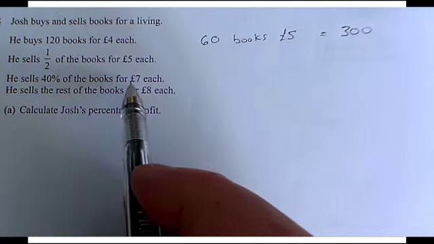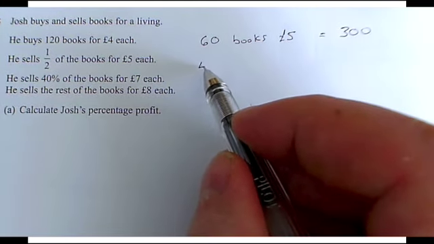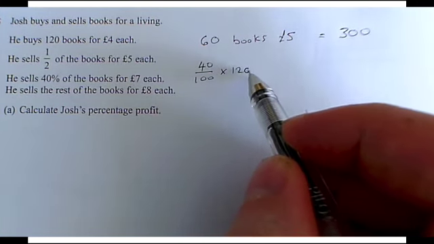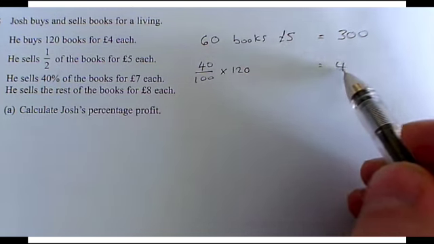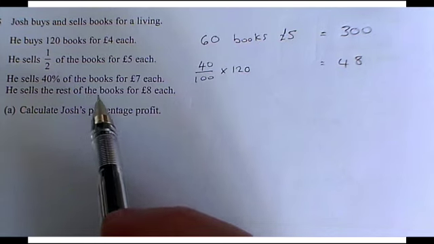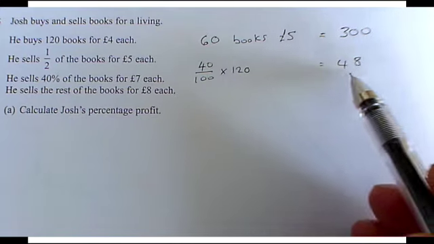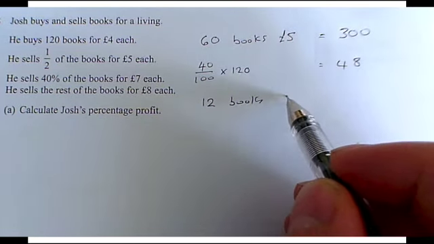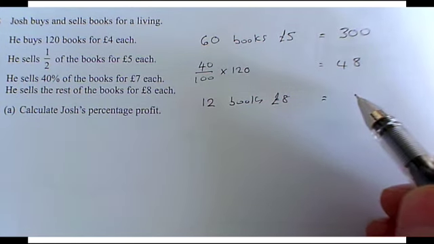And then it tells us 40% of the books. 40%, that means 40 per, per means divide, cent means 100, of means times, of 120. And that's going to be 48 books. 48 books were sold for £7 each. And the rest of the books are £8 each. Well, 60 plus 48 is 108, but there's 120 books together. It means that 12 books were sold for £8 each. And 12 eights are £96.